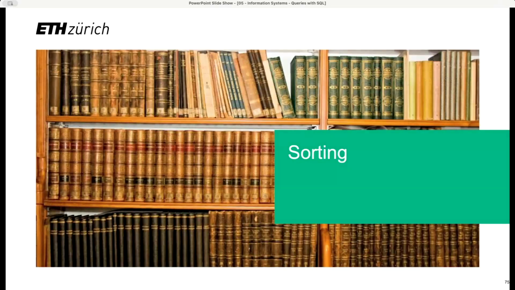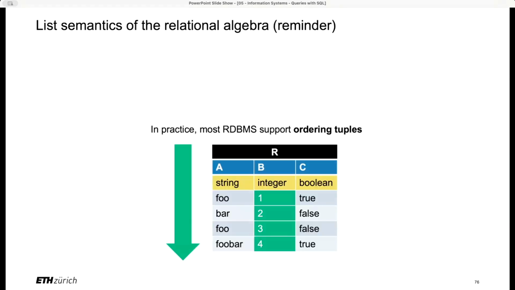So let's continue with other features then. Sorting. Sorting requires which flavor of the relational model? Set, bag, or list? I think the question is yes? List, exactly. We need the list because the list has an order. And indeed, PostgreSQL supports lists.